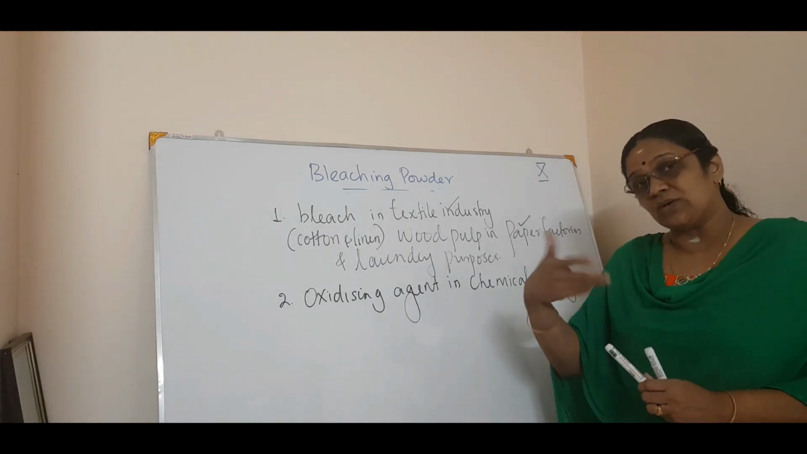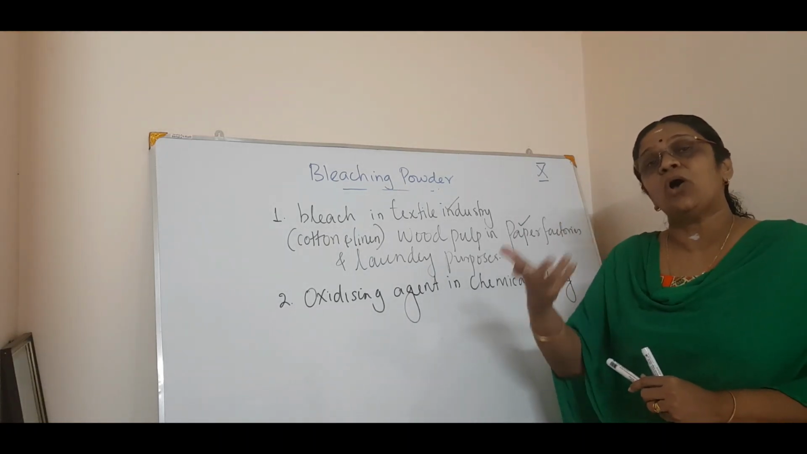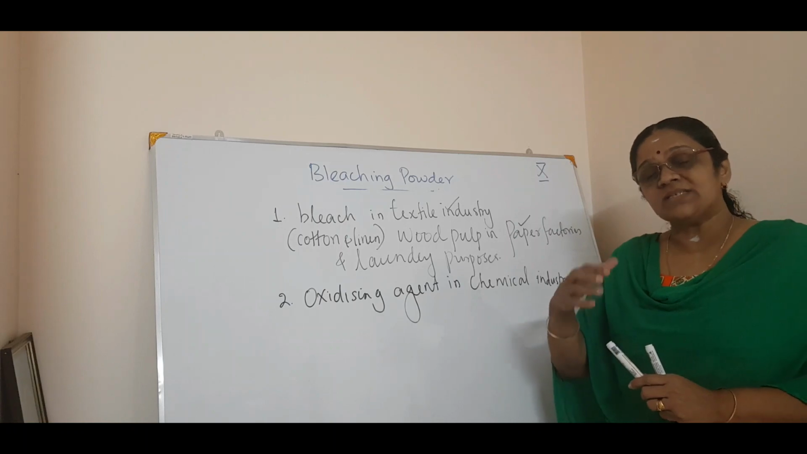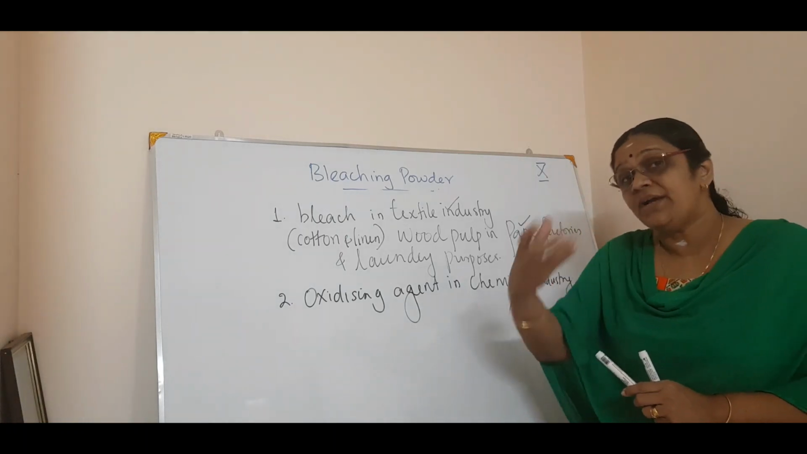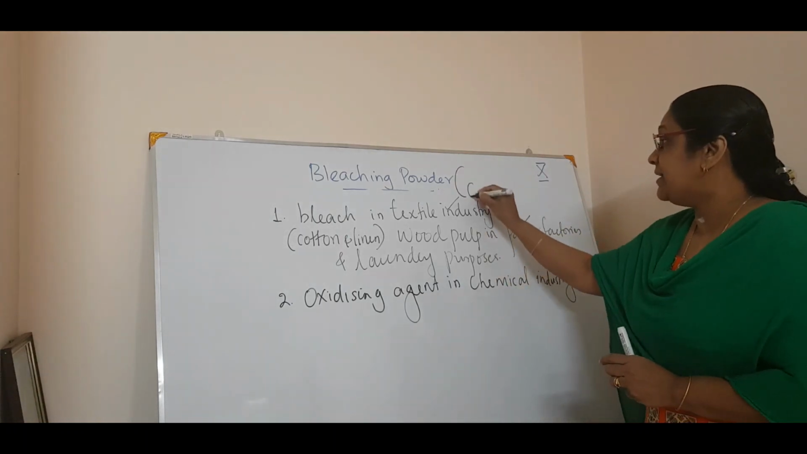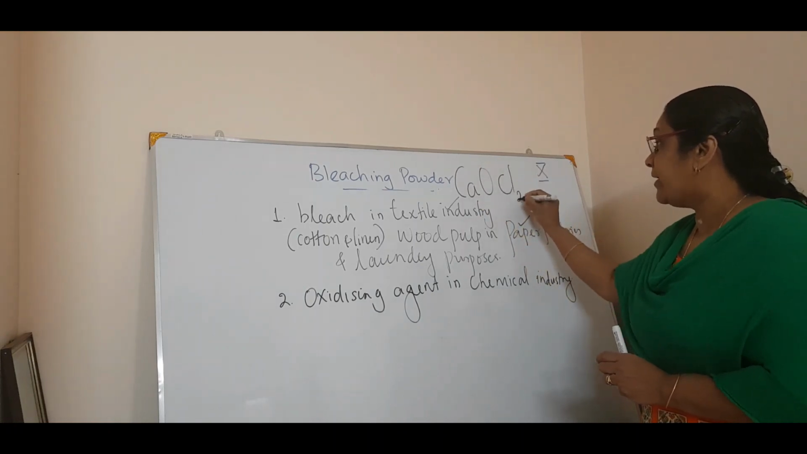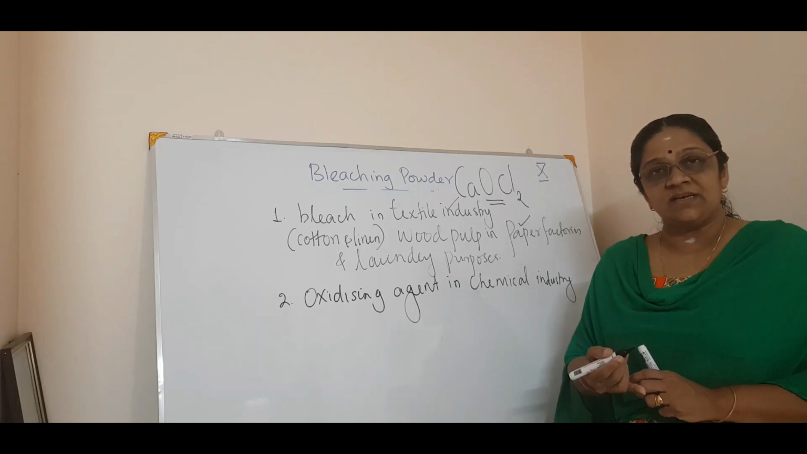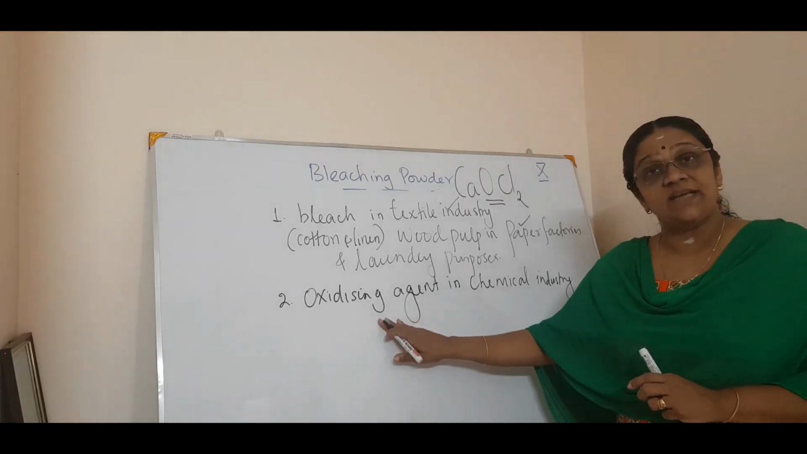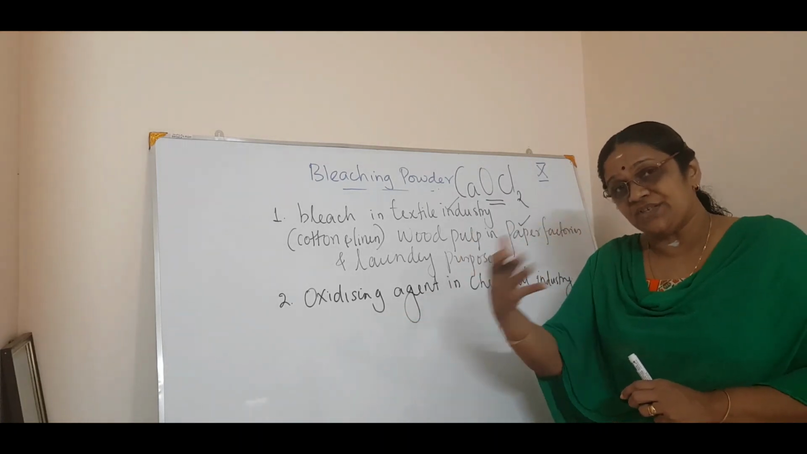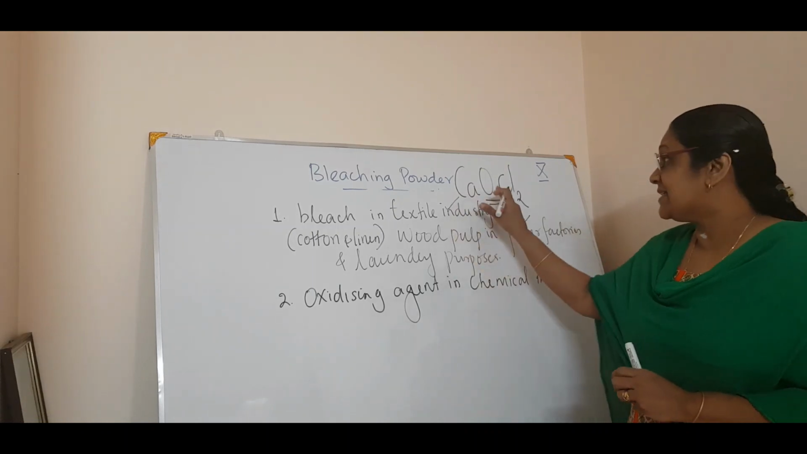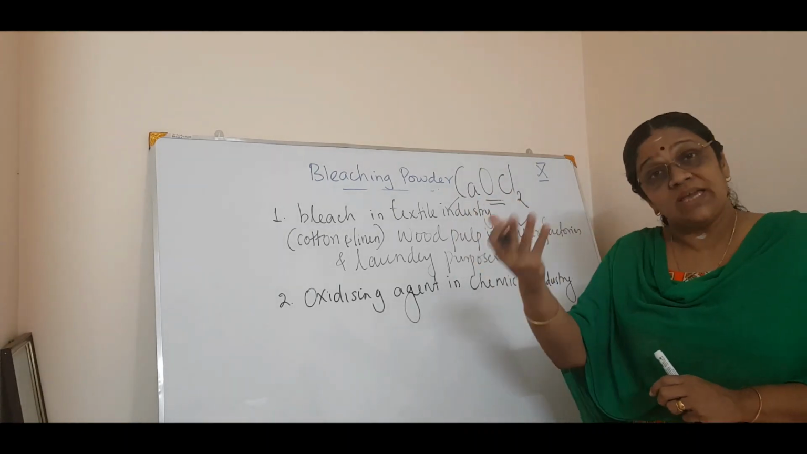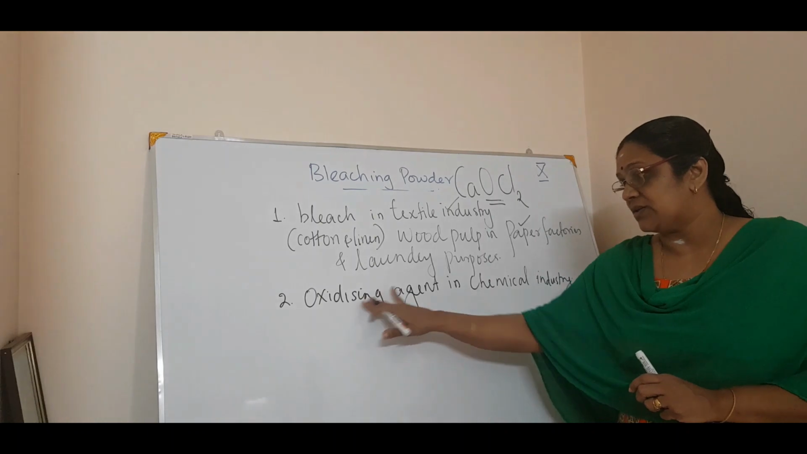You know what an oxidizing agent is? It helps in oxidation, isn't it? Or some substances which can provide oxygen. See, the formula is calcium oxychloride. It has an oxygen to give to other compounds. That is why it is called an oxidizing agent, which helps in oxidation, or it has excess oxygen, or it has oxygen to give. So it is used as an oxidizing agent.